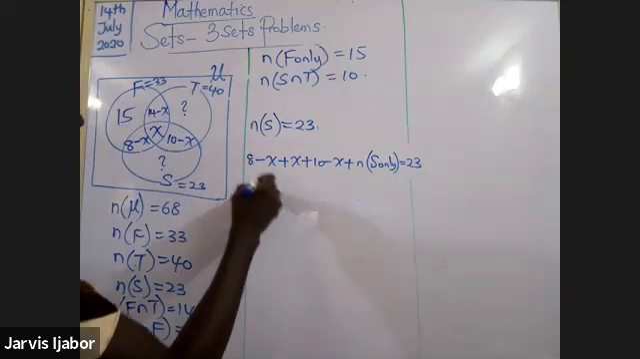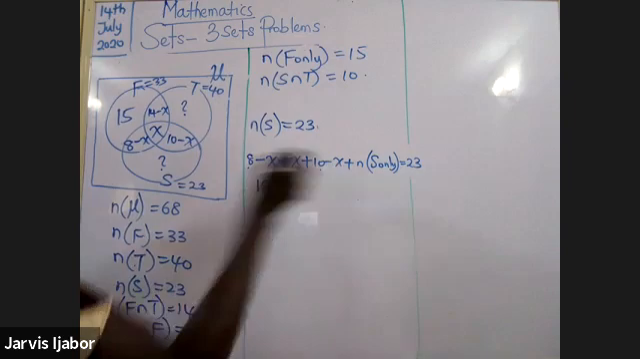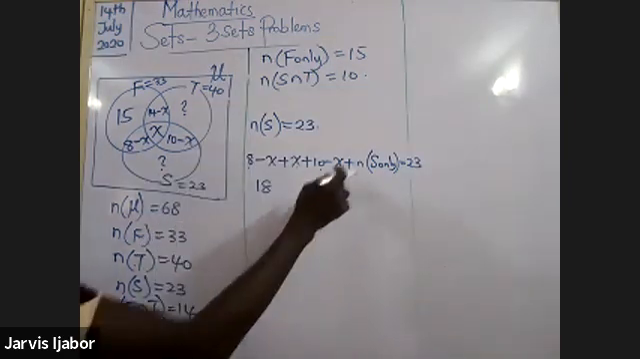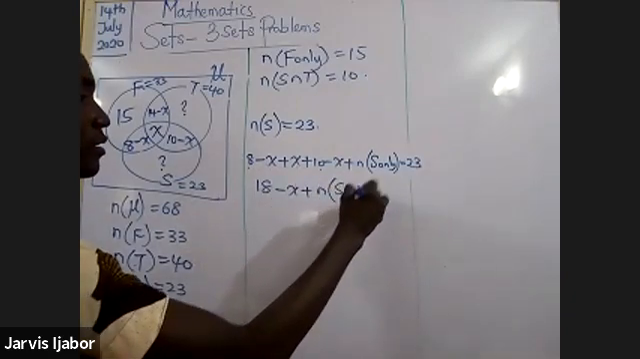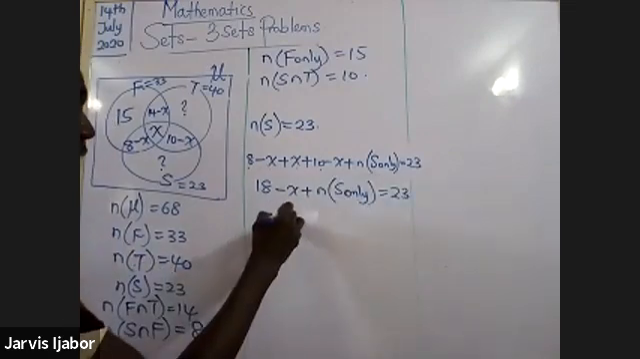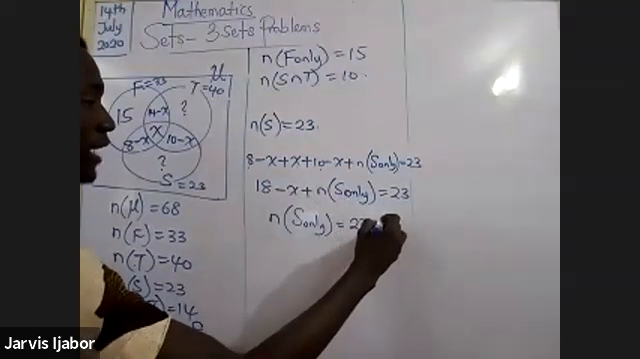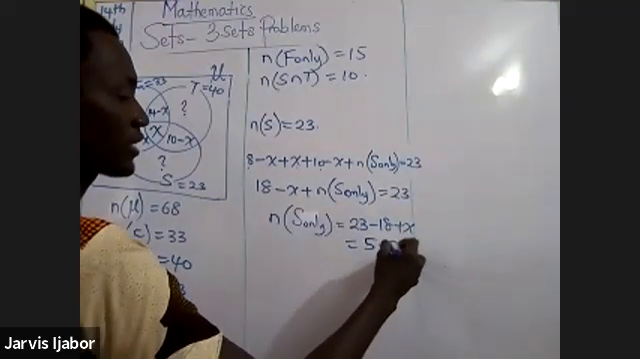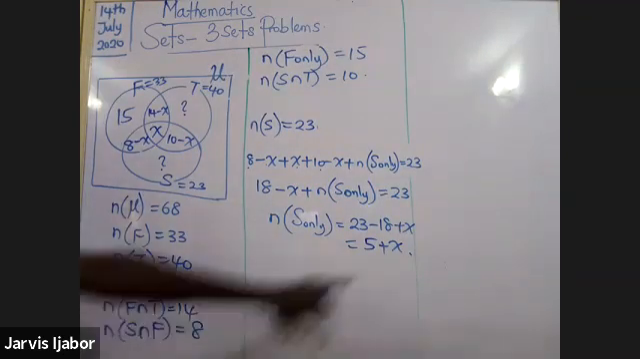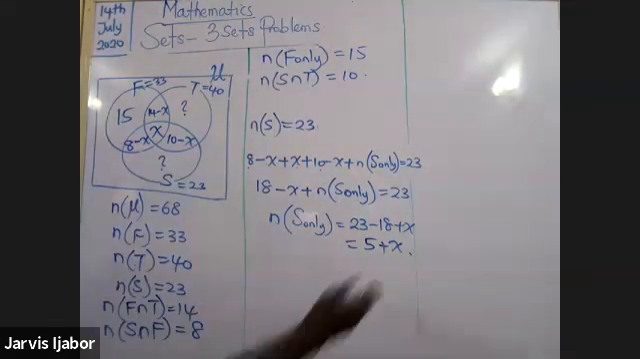So 8 plus 10 will give me 18. This plus this will give me 0, and I'm left with minus x. So 18 minus x plus number of s only will be equal to 23. So number of s only will be equal to 23 minus 18 plus x. That will give me 5 plus x. So number of s only will be 5 plus x. You see that we need to find x, but no problem. Leave it at that. When you have gotten x, you can come back to that. So you leave a line and you continue.